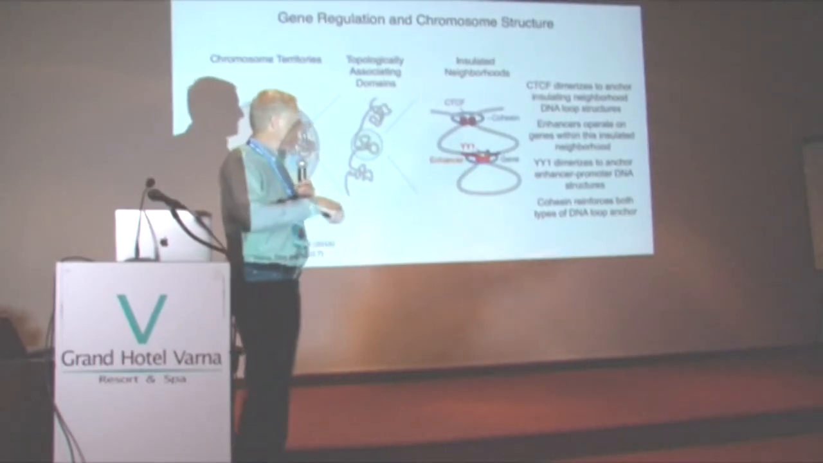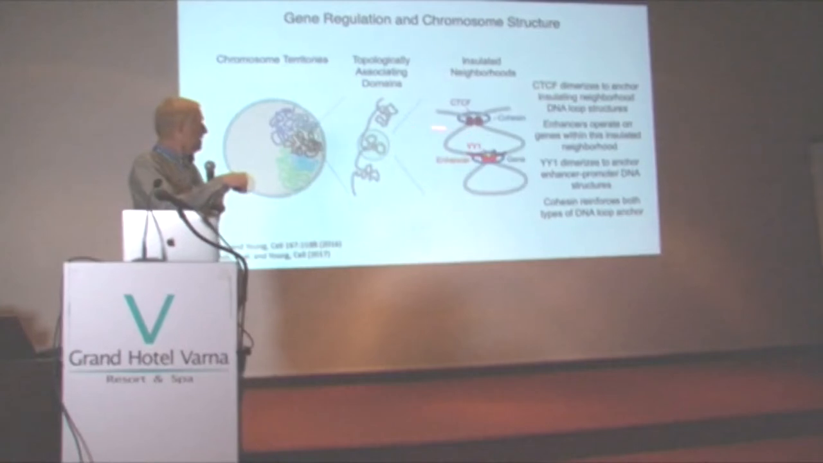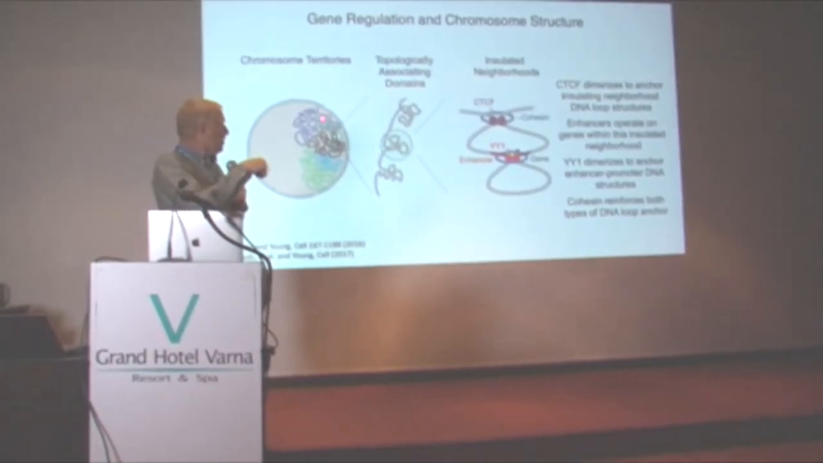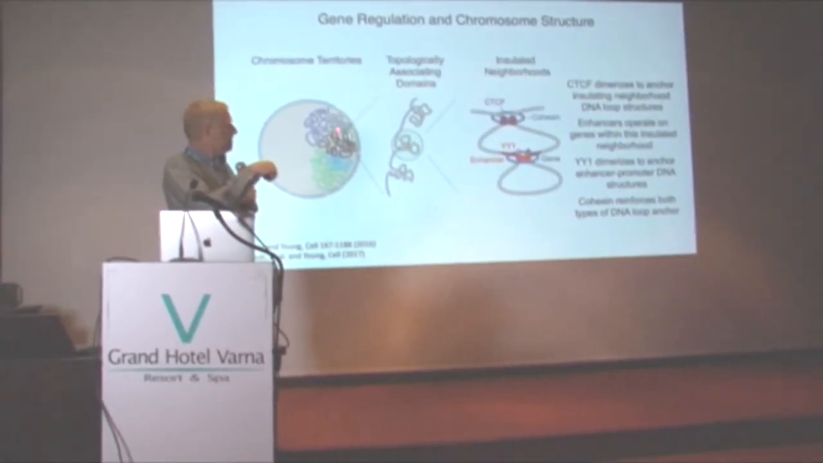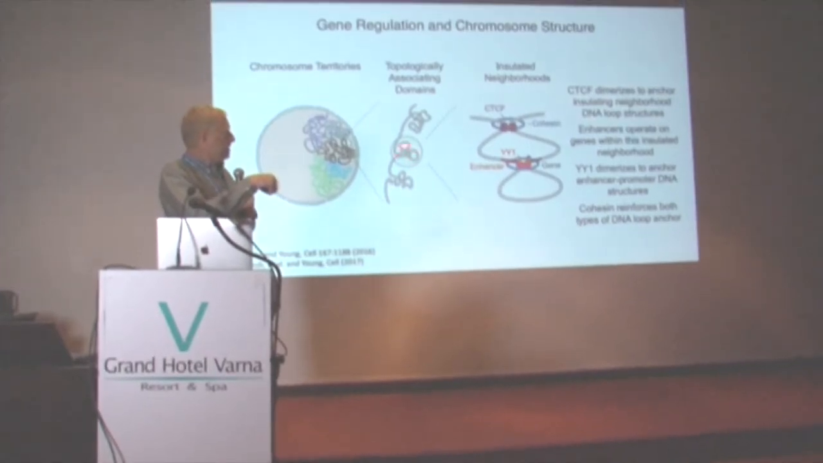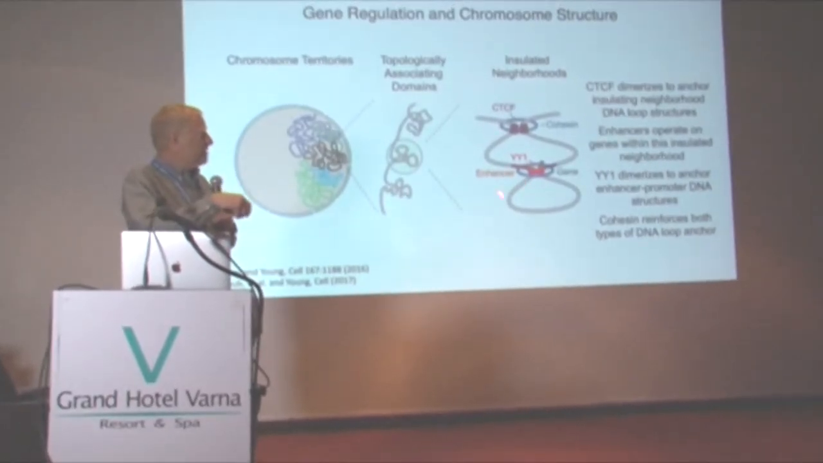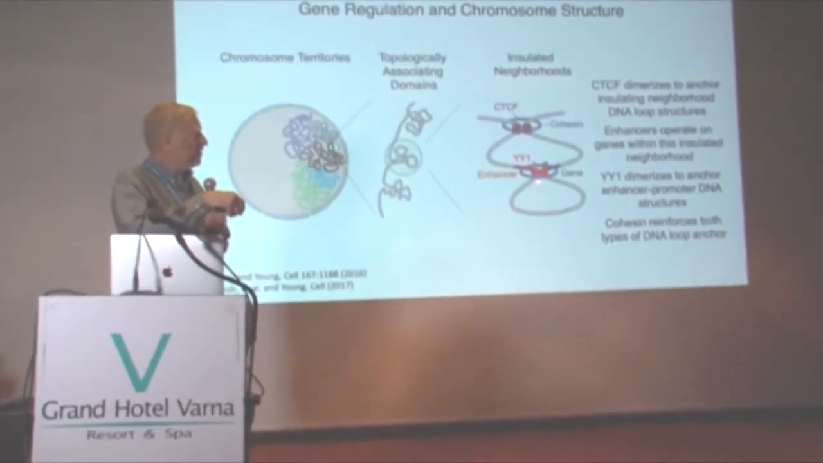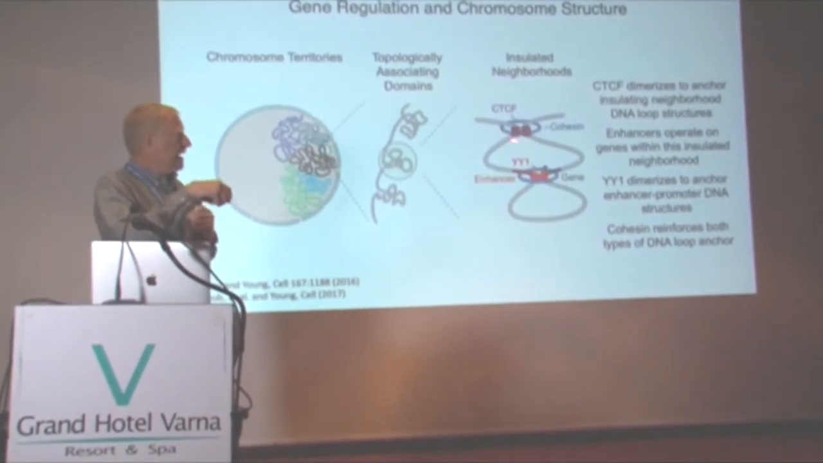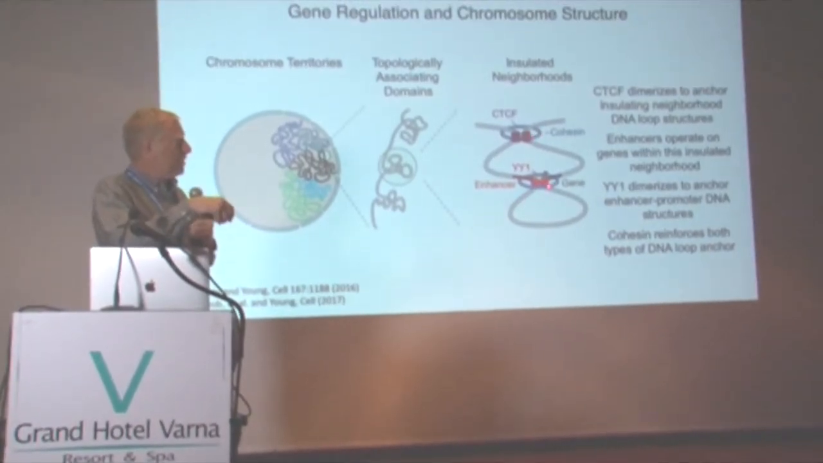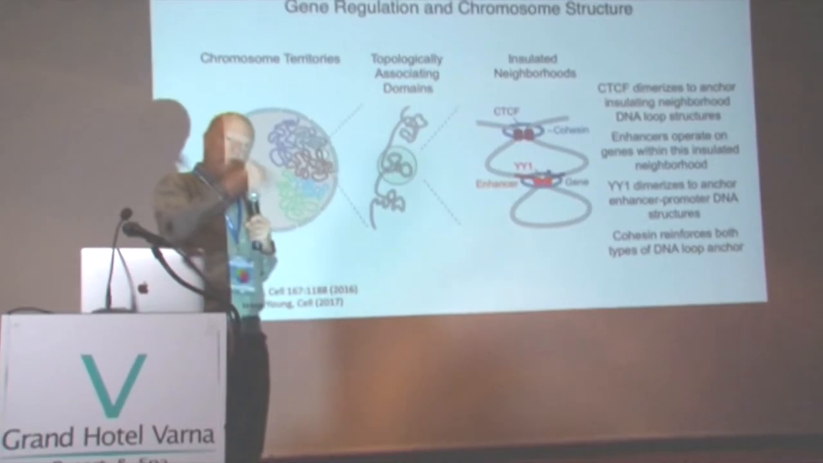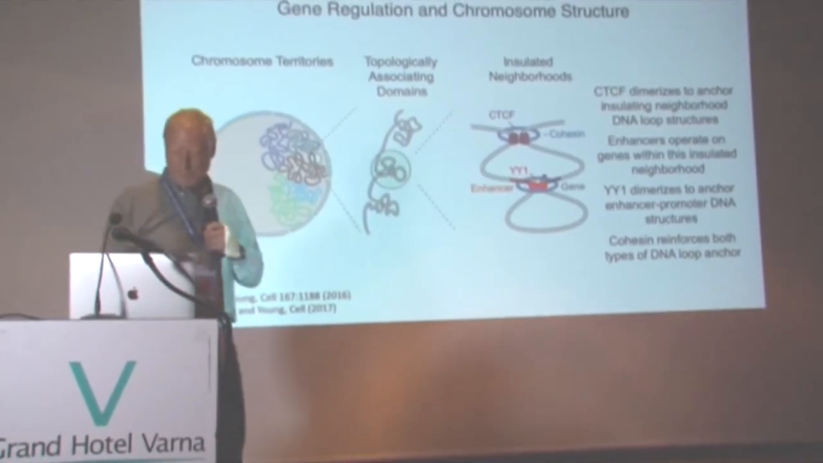But to summarize this, I think chromosomes tend to occupy territories. Within kind of a megabase domain, there's a lot of interaction. We call that interaction a topologically associated domain. Within that are these specific structures formed very transiently, anchored by CTCF or YY1, and with a cofactor called cohesin.